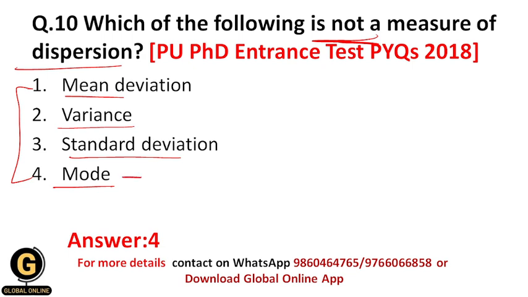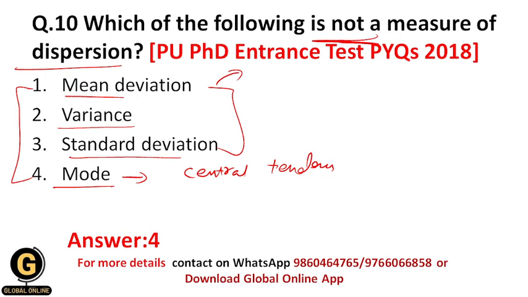Mode, because mode is a measurement of central tendency. Okay, mode means what? The data point which has more frequency than other data points in the whole data set. Okay, that's why mode basically represents the central position data in the whole data set, and that's why this is nothing but a measure of central tendency, not a measure of dispersion. Mean deviation, variance, standard deviation, all of these are the measures of dispersion.